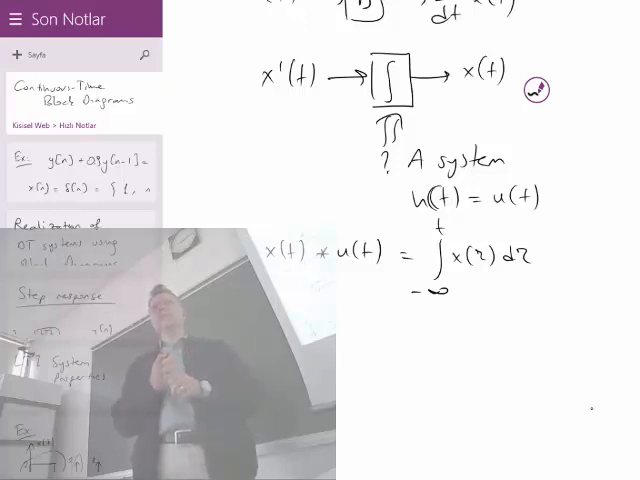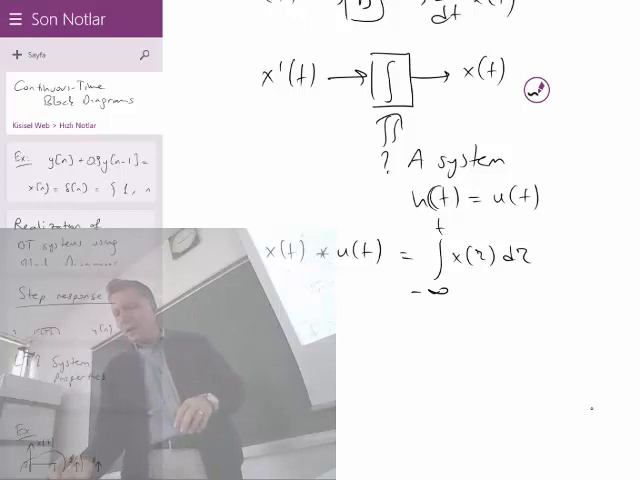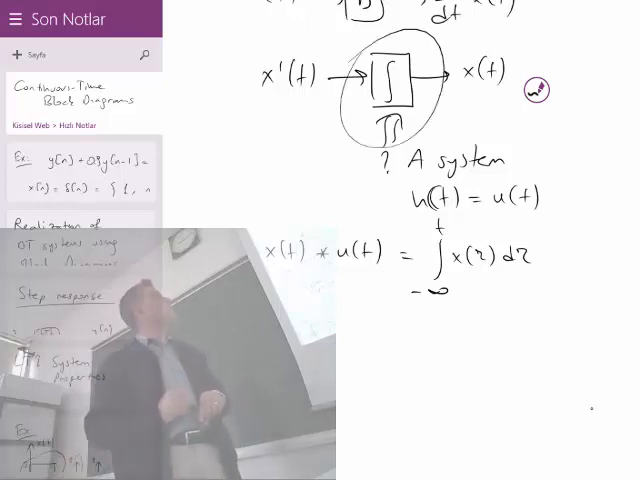It's a convolution with u of t. So the integrators are small systems whose impulse responses are the unit step function. Okay? We are passing through those systems. Those are our building blocks here. Okay, that's what we are going to use.